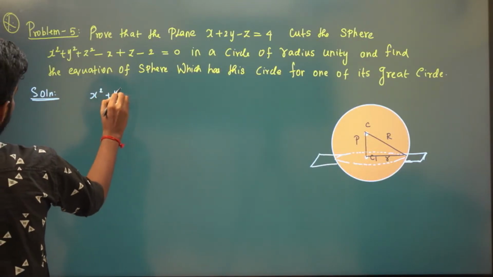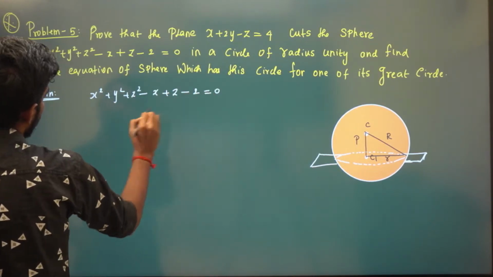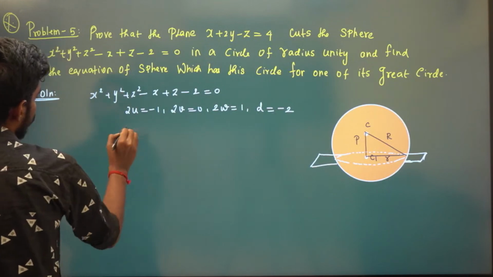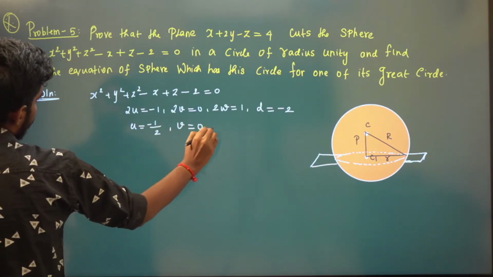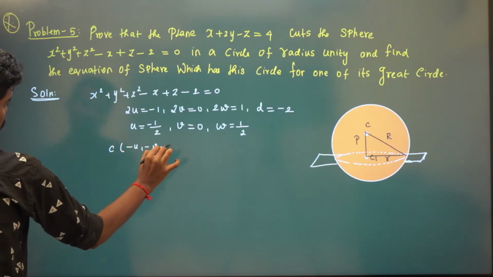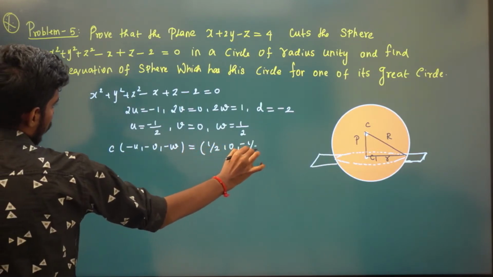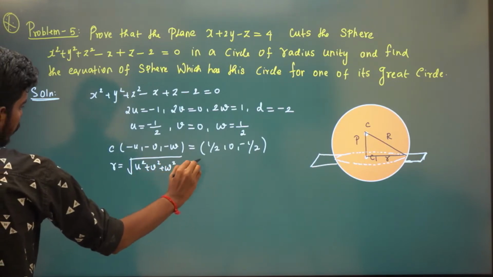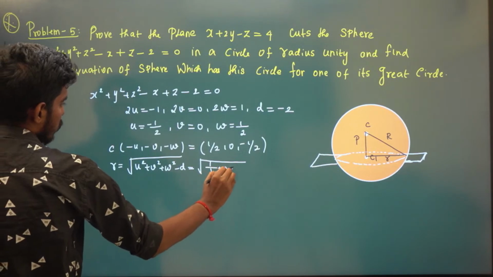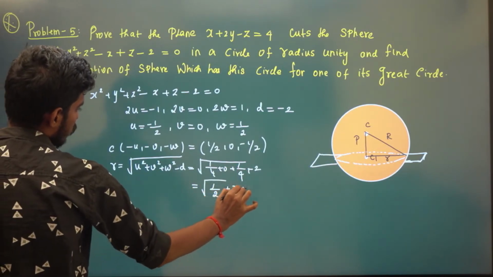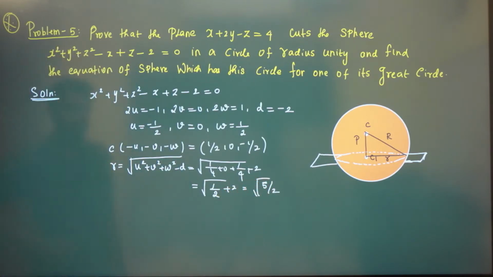First we will find it from x square plus y square plus z square minus x plus z minus 2 is 0. So 2u is minus 1, 2v is 0, 2w is 1, d is minus 2. So u is minus 1 by 2, v is 0, w is 1 by 2, d is minus 2. Therefore, the center is minus u, minus v, minus w, so 1 by 2, 0, minus 1 by 2 is the center, and the radius is root of u square plus v square plus w square minus d, which is 2 by 4, that is 1 by 2, plus 2. So root 5 by 2 is the radius of the sphere.